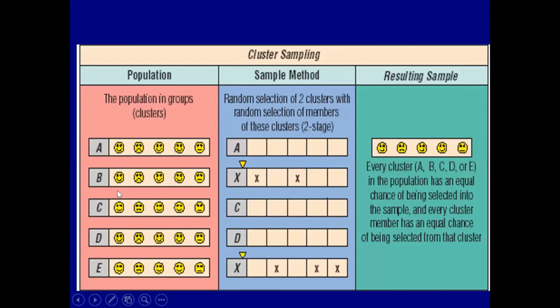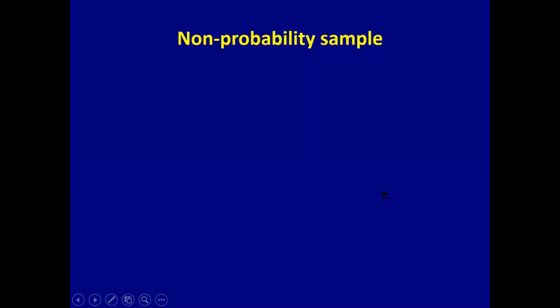For example, with clusters A, B, C, D, E, you select cluster B, then cluster E. It depends on the sampling. In my example, one cluster has 40, another 30, another 35 members, so the cluster sizes differ, and when you select a few clusters this matters for cluster sampling.